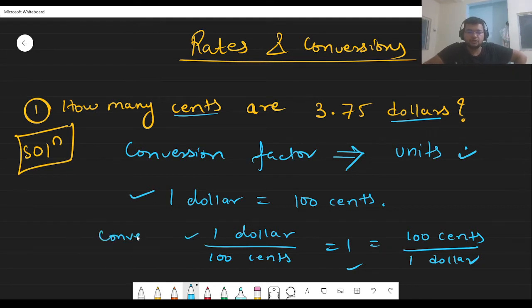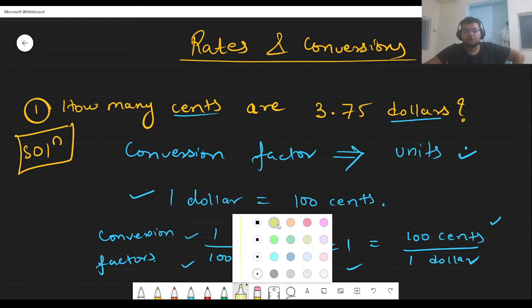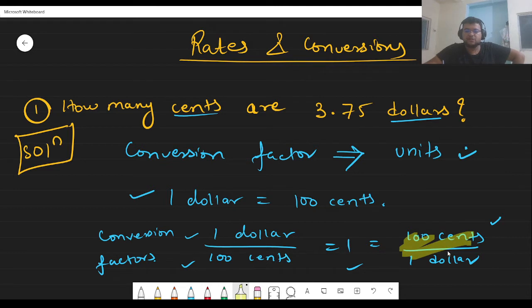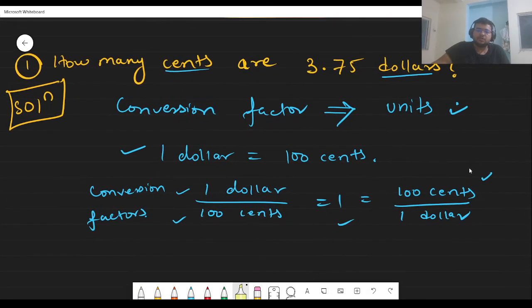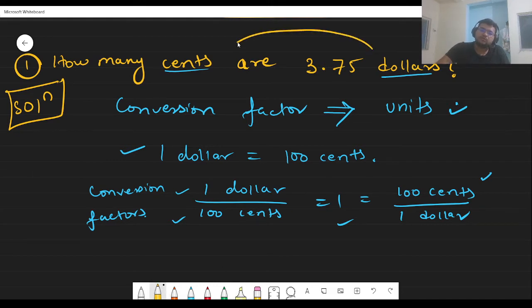For two units, we can have two conversion factors. One is this one, and the second one is this one. They are reciprocals of each other, and both quantities are the same. Now we have to check what to use. Let's say we have to convert dollars to cents.